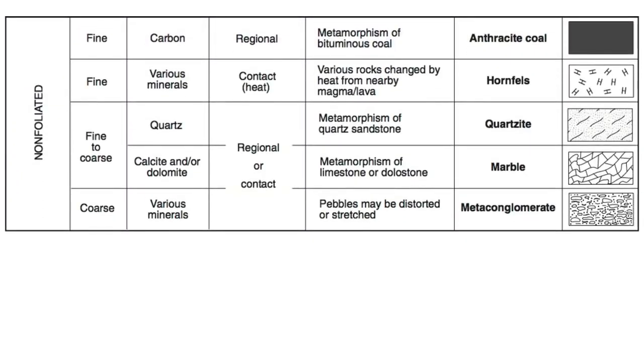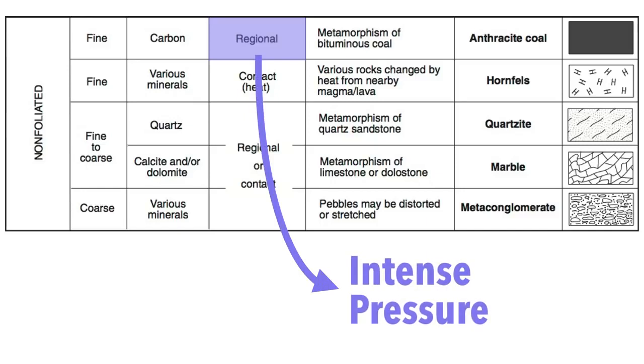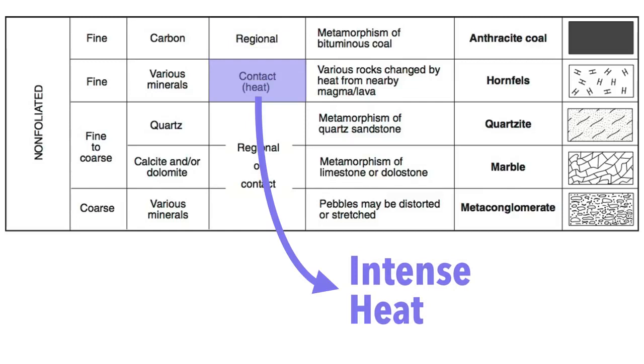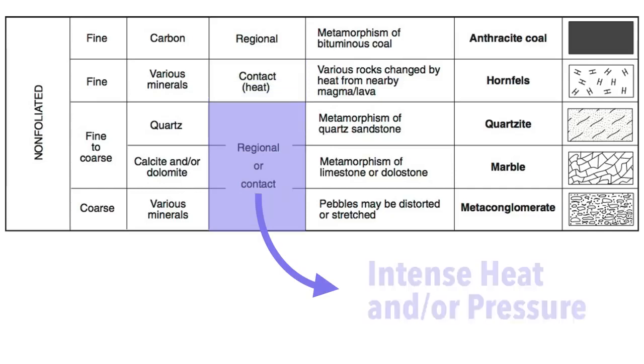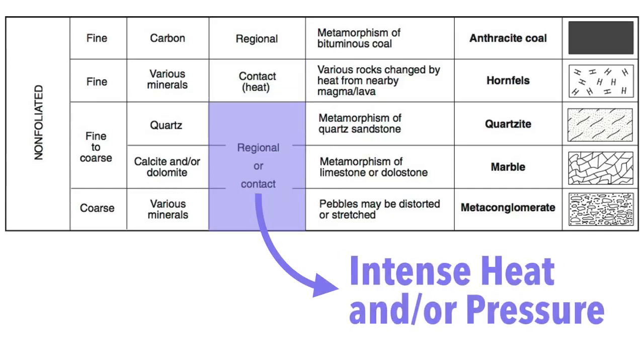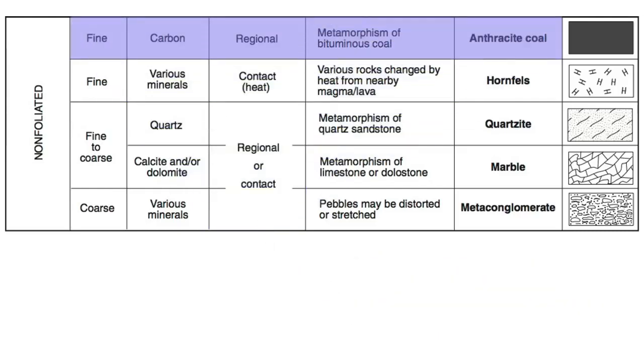But we also have these non-foliated metamorphic rocks, some of which are still caused by pressure, like anthracite coal, right? Remember, regional metamorphism is from pressure. We'll take a look at that in a moment. Some of these, however, are caused more by heat, something called contact metamorphism, when the rock comes into contact with really intense heat from lava or magma nearby. And then, of course, some could be a combination of heat and pressure, or heat or pressure. Let's take a closer look at this first one, the coal.